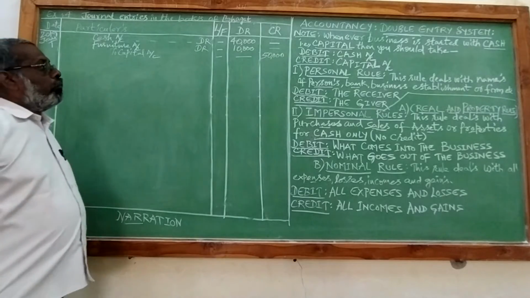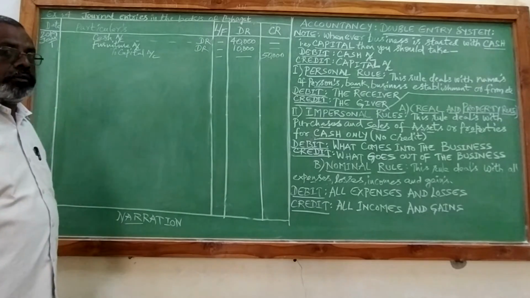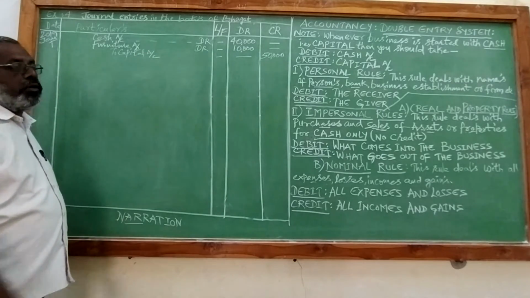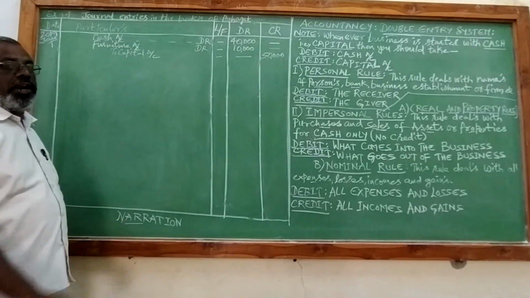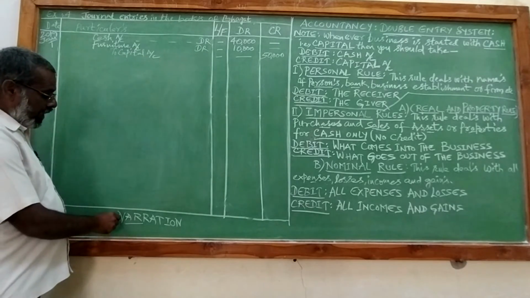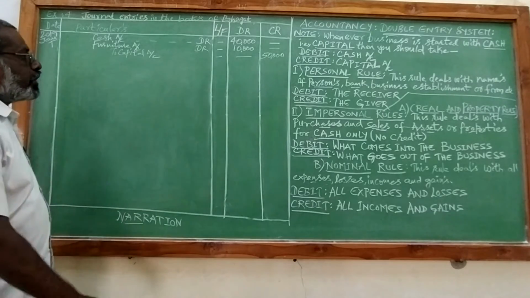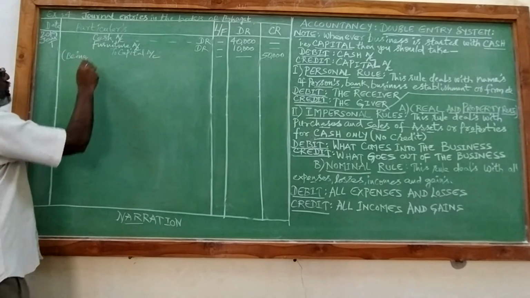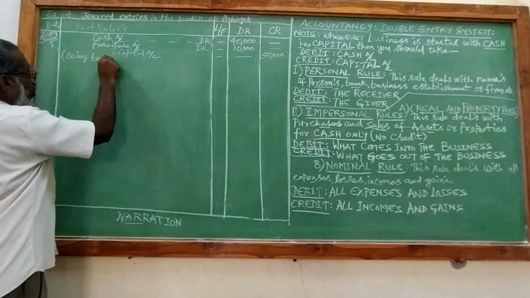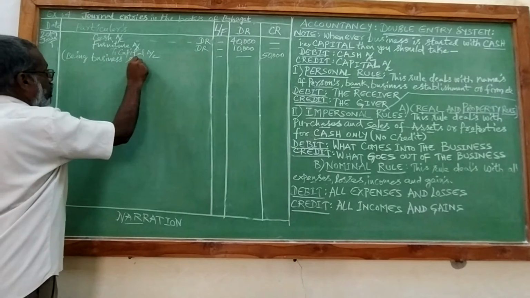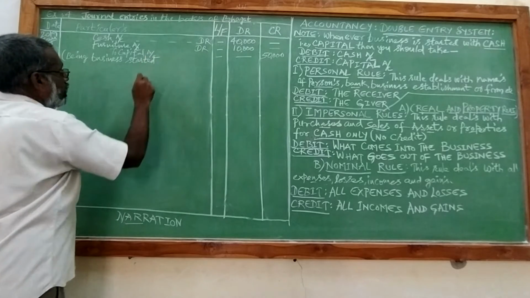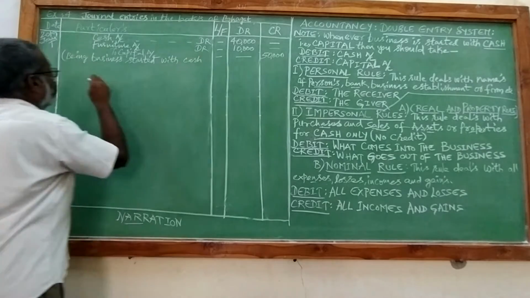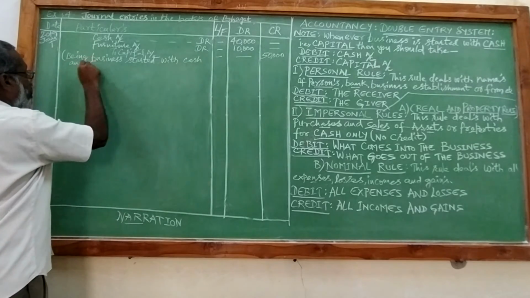So we have recorded the opening entry of Mr. Bhagat. After writing this journal entry, you should write a statement for what purpose you have recorded it, and that statement is called narration. The narration will start with the word being: Being business started with cash and furniture.